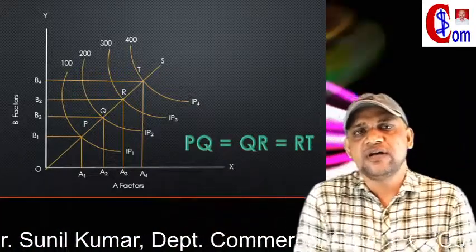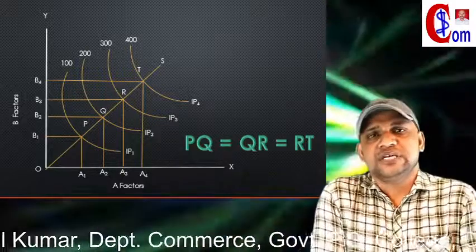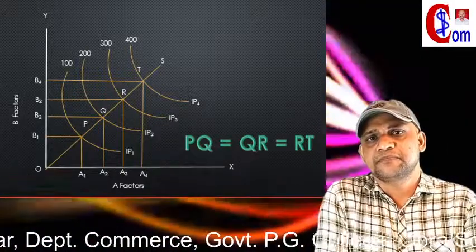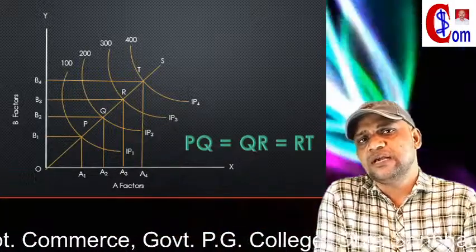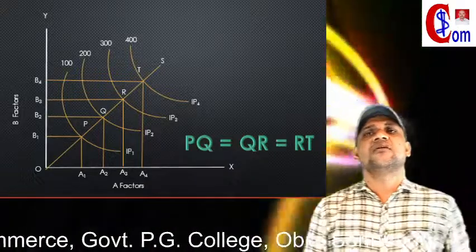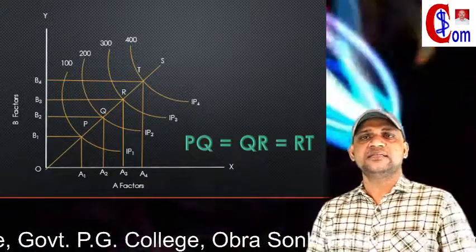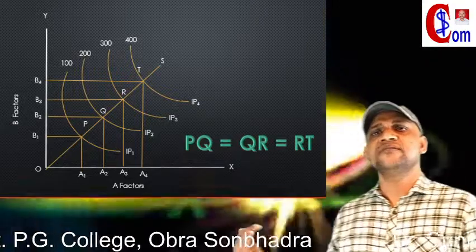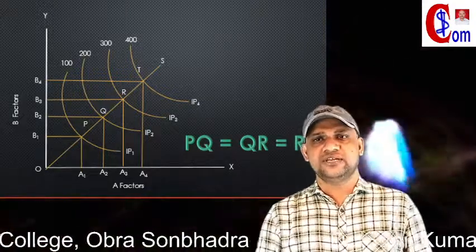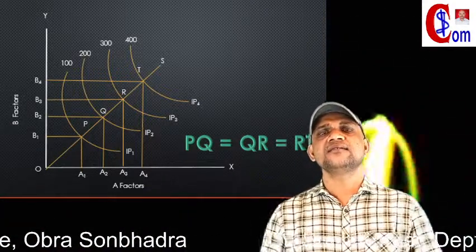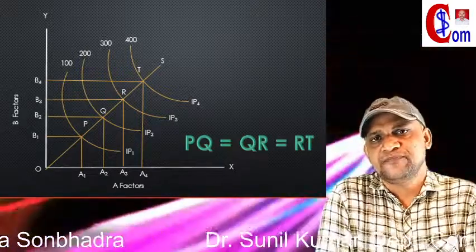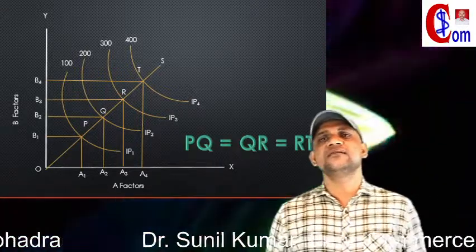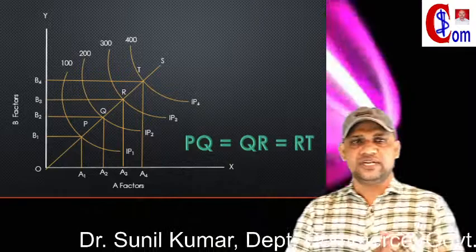In the formula, PQ is equal to QR is equal to RT. This is the equation of constant return to scale, with all factors in equal proportion. And the third stage is decreasing return to scale.